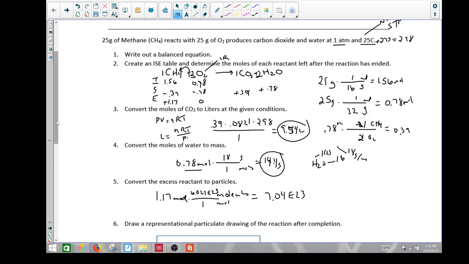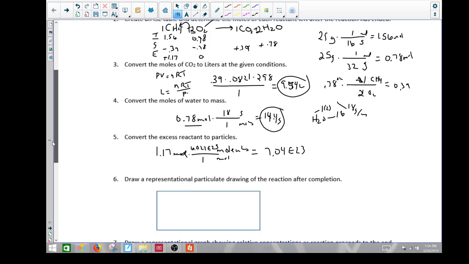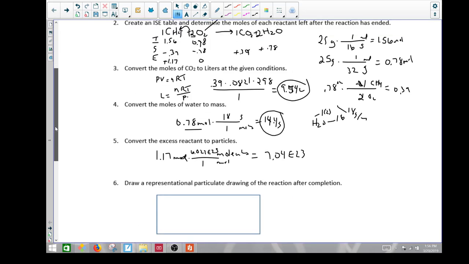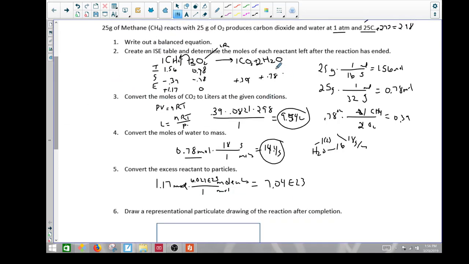All right. Draw a representational picture of this after completion. So this is what I want at the end. For every 2 waters, I want 1 carbon dioxide. Looks like I have a few more of the methanes as well. So I might draw 2, 1, and 3. That might be good enough. Or 2, 1, and 4.